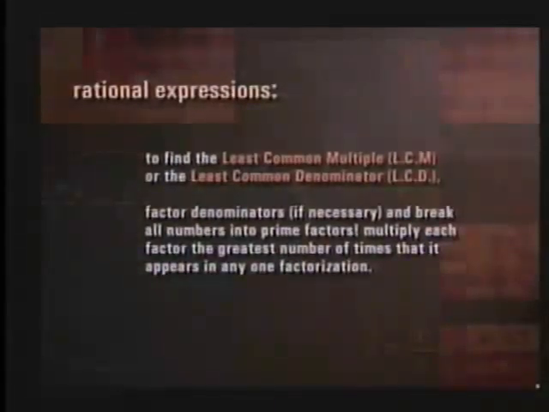So let's go back as a quick review to the graphic here. And we noted that to find the least common multiple or least common denominator, we're going to factor the denominators if necessary and break all numbers into prime numbers or factors. Multiply each by the greatest number of times that it appears in any one factorization. All right, so make sure you get that in your notebook, and let's go back to the example we left off on.